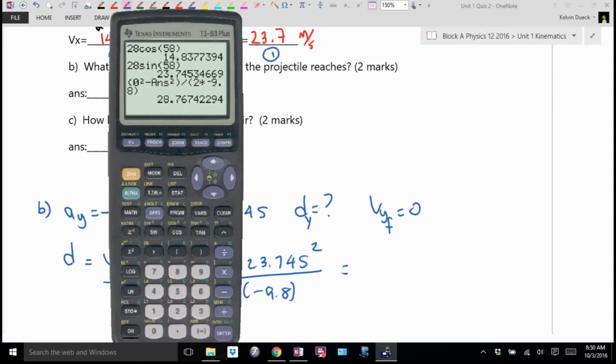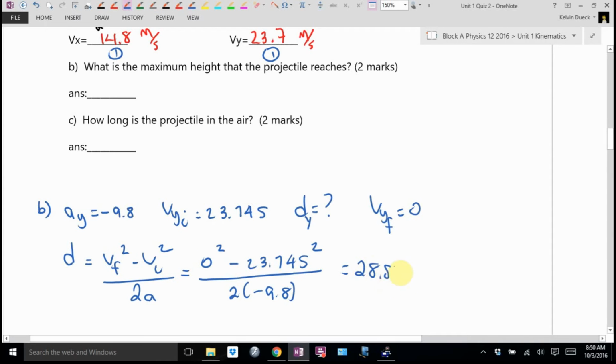You got a maximum height of 28.8 meters? 28.767. I'll go 28.8. 28.8 meters. If you got that right, 2 out of 2. If not, I would probably give you a half mark if I saw that you had realized that Vf was 0. I would give you 1 whole mark if I saw that you had realized that you could use Vf squared minus Vi squared over 2a to get d, and then a half mark for the correct answer.